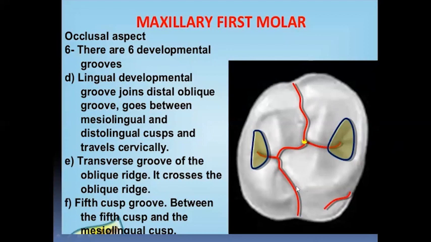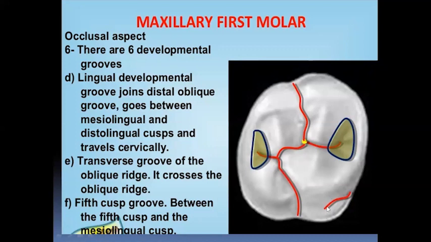Transverse groove of the oblique ridge. This is the transverse groove of the oblique ridge. It crosses the oblique ridge. This is the buccal groove. This is the central groove. This is the lingual developmental groove. This is the distal oblique groove.